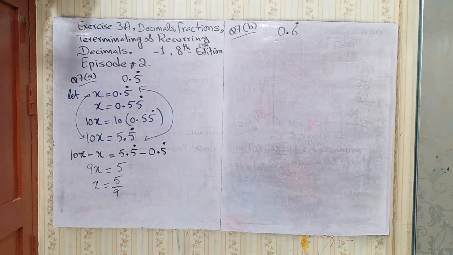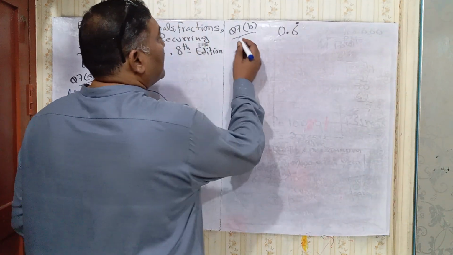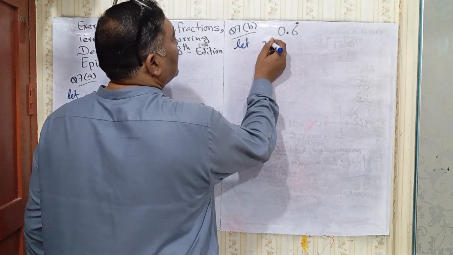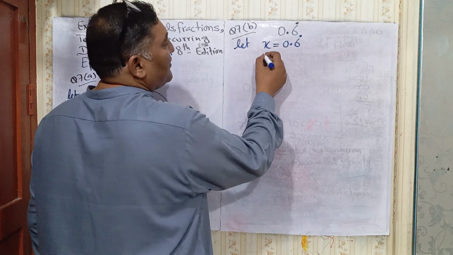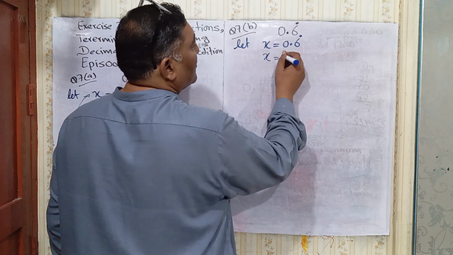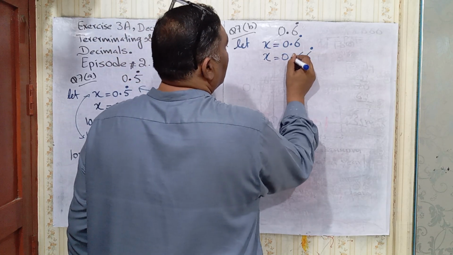So there is a proper procedure for doing this. What you will do, you will write, okay, let x be equal to 0.6 dot. So what does this mean? This means this 6 is repeating. So I can write it like 0.66 and put a dot here.